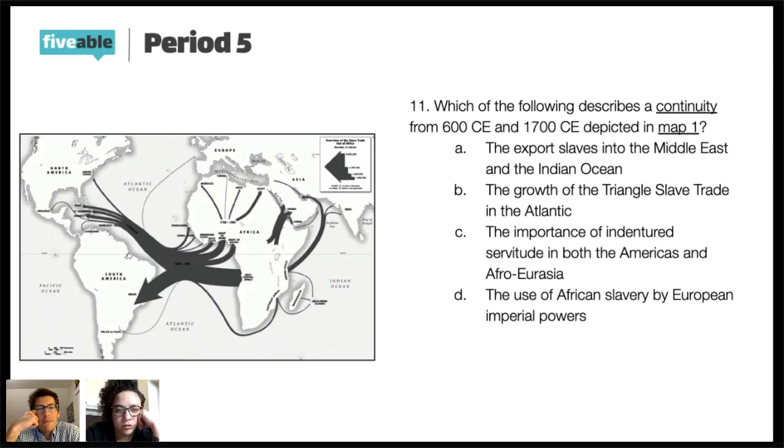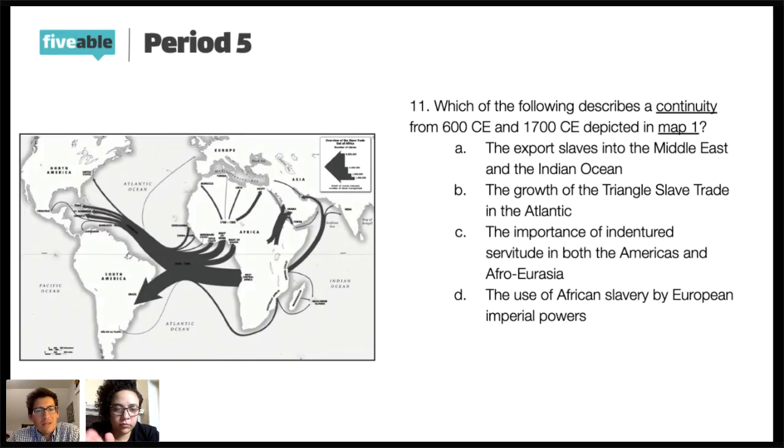The importance of indentured servitude in the Americas and Afro-Eurasia. Again, indentured servitude does not start until the late 1500s in the Americas. So that can be thrown out. And the use of African slavery by European imperial powers. We don't even see the European imperial powers starting until the 1500s.